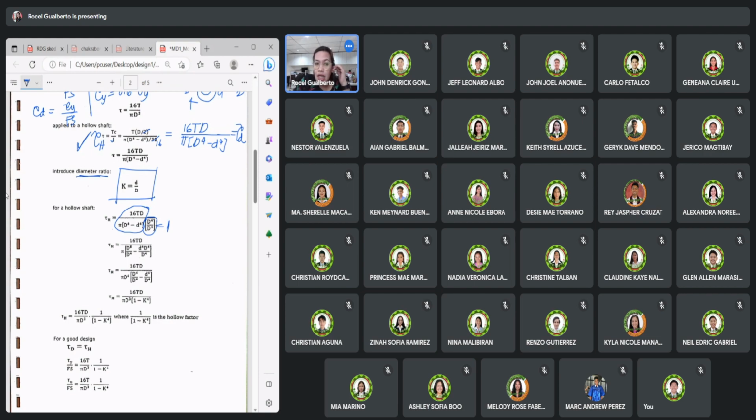Ibig sabihin, even if we multiply this factor dito sa buong ito, it will not affect the value since the value is equal to 1. Any value multiplied by 1 will be the same value po, or any number multiplied by 1 will be the same number. So kung minultiply po siya natin dito ng D to the fourth over D to the fourth, parehas lang din po yung kanyang value. Mag-change lang po siya ng form.